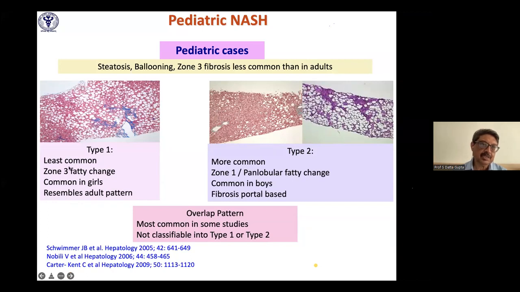Type 1 is less common, with zone 3 fatty change, and it resembles adults. It is more common in girls. Type 2 is more common in boys, where there is zone 1 fatty change, and fibrosis is portal.